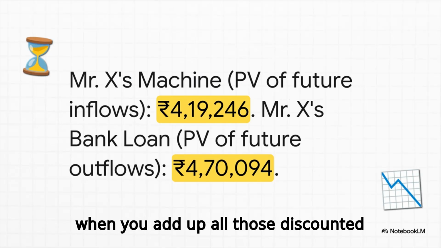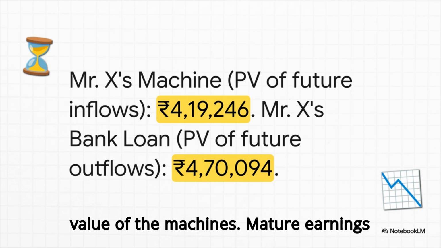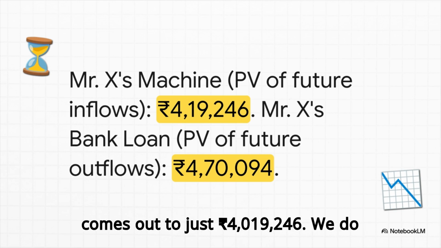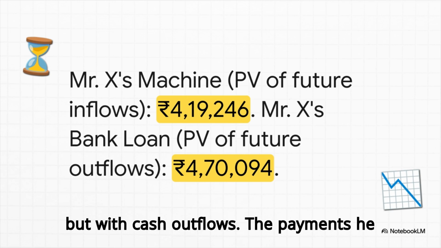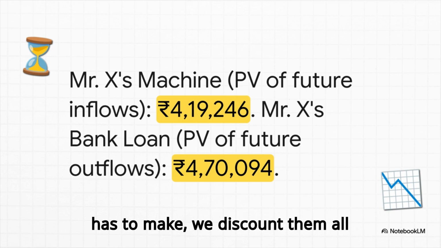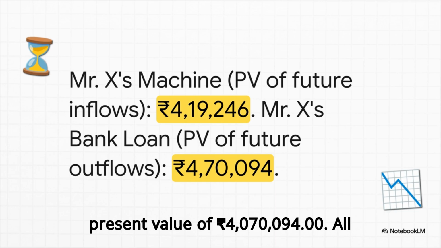And when you add up all those discounted values for all 10 years, the present value of the machine's future earnings comes out to just 4,019,246 rupees. We do the exact same thing for the loan, but with cash outflows, the payments he has to make. We discount them all back to today, and we get a present value of 4,070,094 rupees.